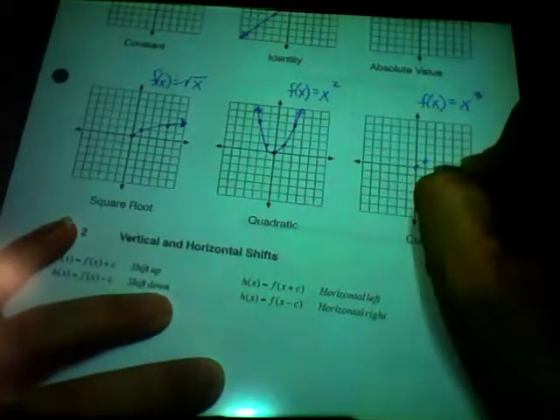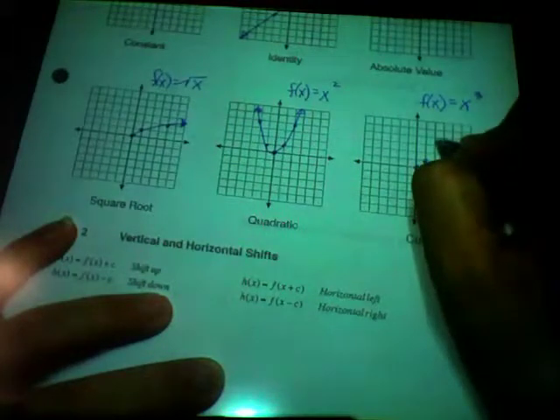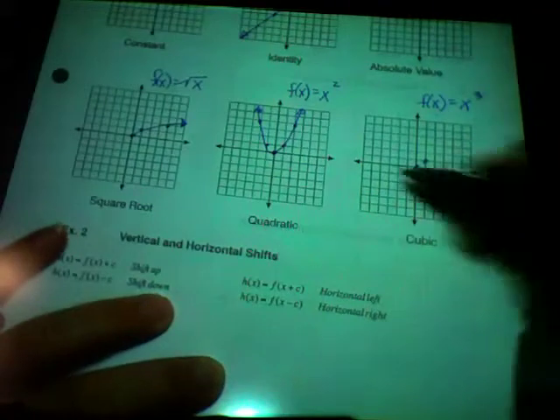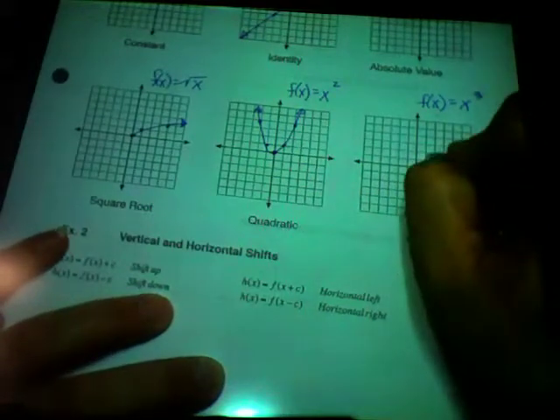Okay, let's see if we can fit it on here. 2, 4, 6, 7. It'd be like up to here, wouldn't it? It starts to really increase. So doesn't this go up like this?